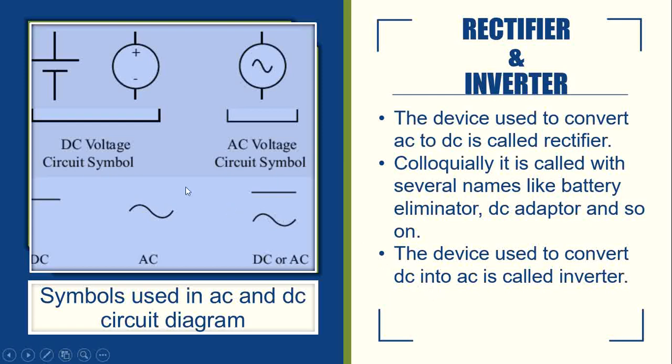Now let us see the symbols used in AC and DC circuits. See the diagram. This is the circuit diagram for the DC voltage circuit symbol, and this is the AC voltage circuit symbol. If there is AC, the symbol is like this. If we have DC in the circuit, the symbol is like this. A straight line represents DC and a curved line represents AC.